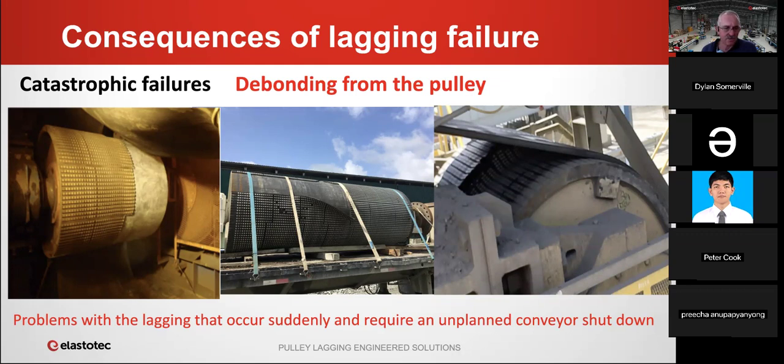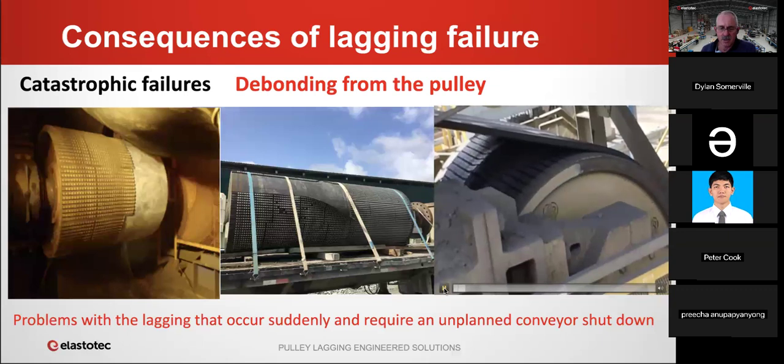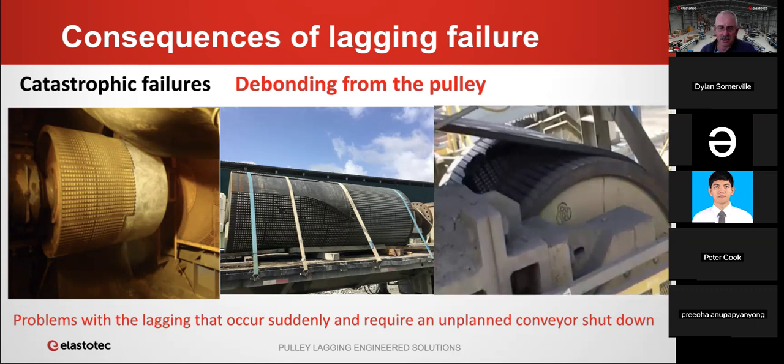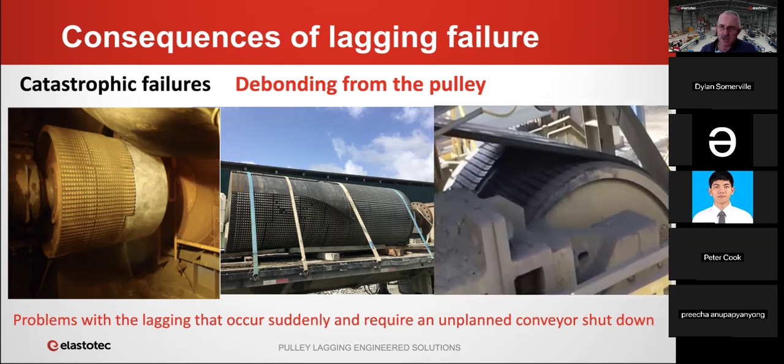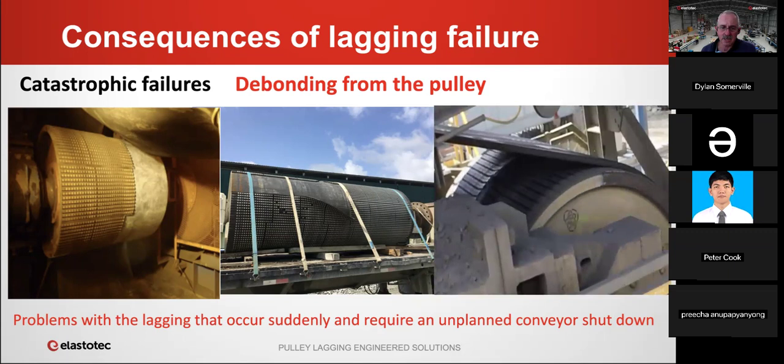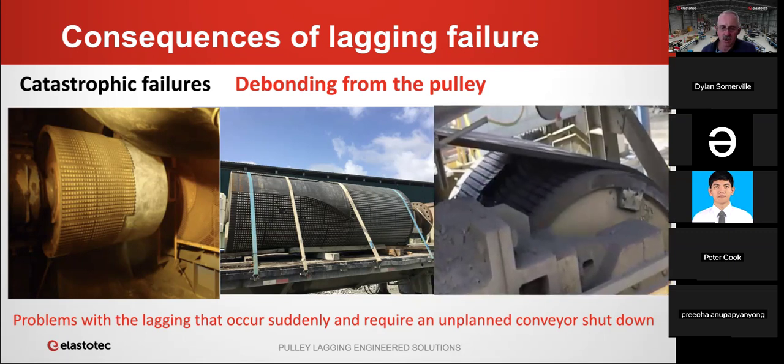If you look at these three photos, they're all catastrophic failures. The one on the left and the one in the center are debonding of the lagging from the pulley shell. In both cases, it was cold bond lagging. The photo on the right is an interesting one because although the lagging has bonded, this is actually a high tension bend pulley with hot vulcanized lagging, and the lagging's been destroyed because of the wear on the belt cover. And we'll go into the details a little bit later on as to why that happens.